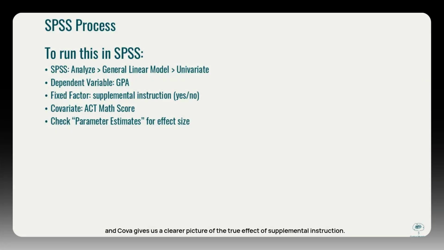ANCOVA gives us a clearer picture of the true effect of supplemental instruction by removing the statistical noise from ACT scores. It gives us adjusted group means for GPA, as if all students had the same ACT math score, an F-statistic for supplemental instruction's effect, and a p-value to tell us whether that adjusted difference is statistically significant. If the p-value for supplemental instruction is below 0.05, we can say supplemental instruction has a statistically significant impact on GPA, even after controlling for prior academic ability.